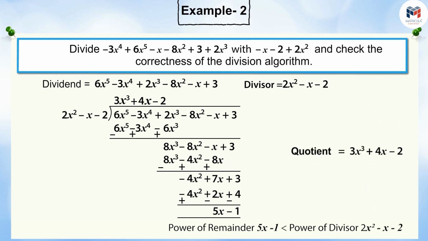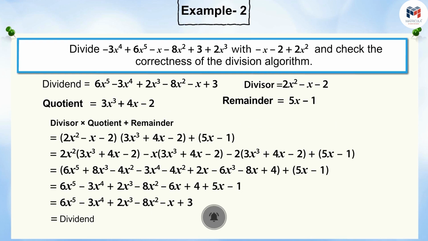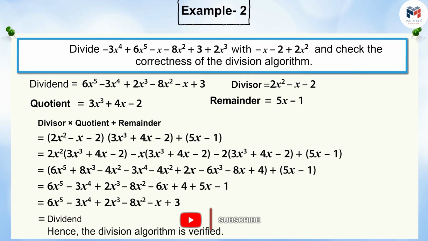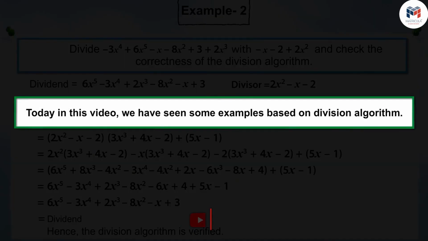After the division process, we get 3x cubed plus 4x minus 2 as the quotient and 5x minus 1 as the remainder. Now, if on multiplying the quotient with the divisor and adding it to the remainder, it becomes equal to the dividend, then the division algorithm is verified. Today in this video, we have seen some examples based on division algorithm. In the following video, we will see what common mistakes can be made while solving these type of questions.